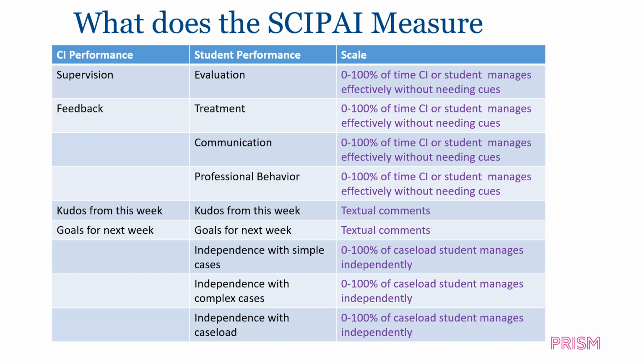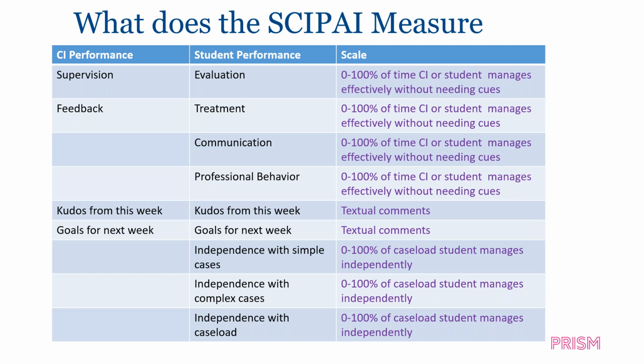So as far as content in the SCIPAI, we've got both CI and student performance measures. And we'll just look at the top half here initially. For CI performance, we assess supervision and feedback. And for student performance, evaluation, treatment, communication, and professional behavior. The scale that's used is a 0 to 100 scale, and the students and CIs identify the percentage of time that the student or CI manages effectively without needing cues.